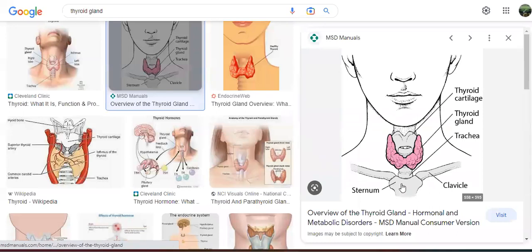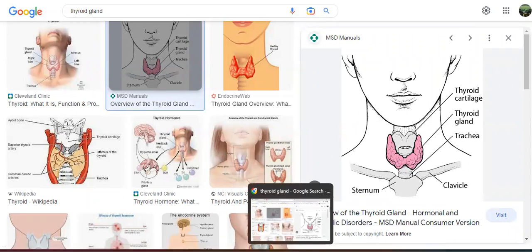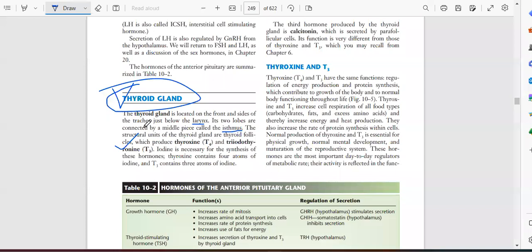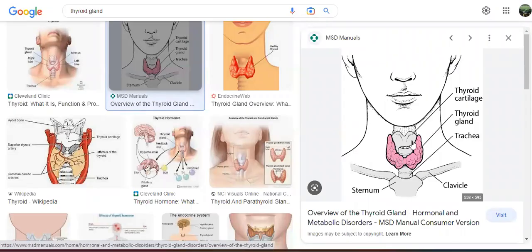So this is the thyroid gland. Okay, this is the thyroid gland. This is the trachea. Okay, this is the thyroid cartilage. Okay, this is the butterfly shape. Okay, butterfly shape, these are the wings. So basically, those are two lobes, you can see. This is the two lobes. Okay, first lobe and second lobe, a right lobe and left lobe.